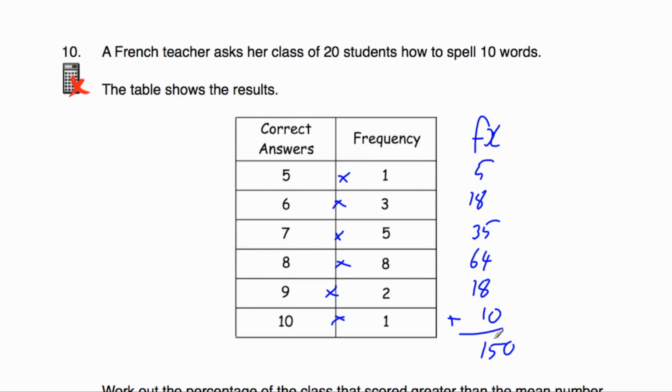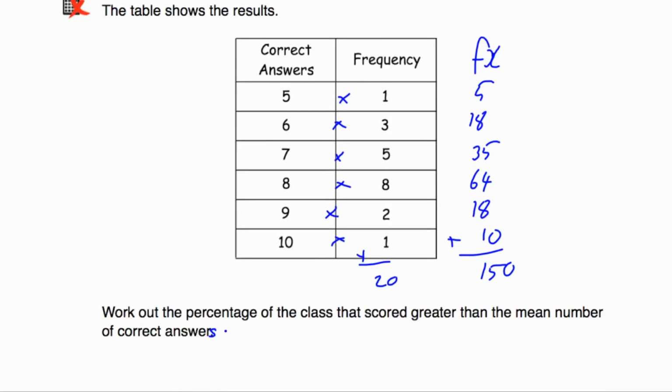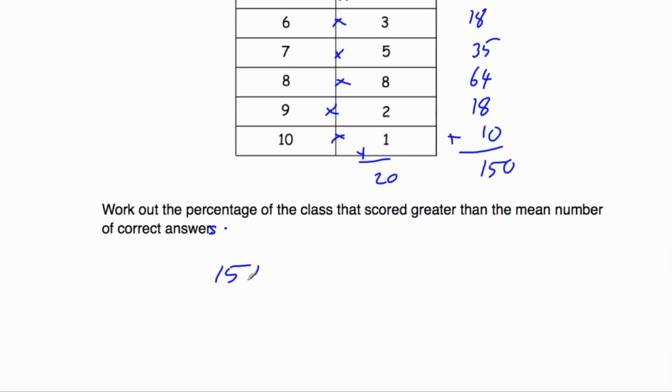Now we want to find the mean, so we're going to divide the total of the fx column by the total frequency. Now we're told in the question there's 20 students, and we can just check this. 1 plus 3 is 4, plus 5 is 9, plus 8 is 17, plus 2 is 19, plus 1 is 20. So there's 20 students altogether. So to find the mean, we're going to take our 150 and divide it by 20. Now this is an on-calculator question, so 150 divided by 20 would be 7.5. So the mean is 7.5.